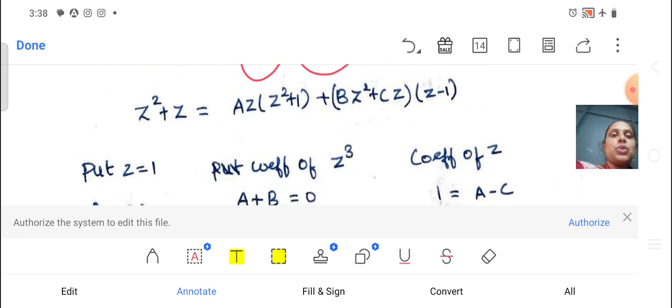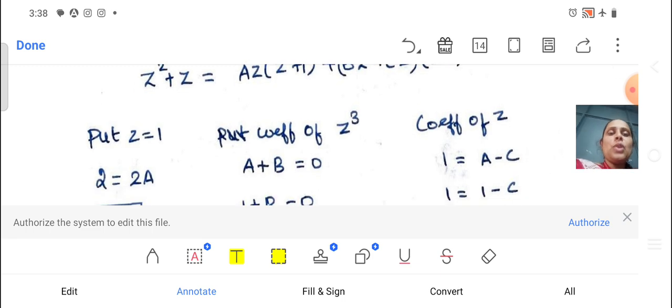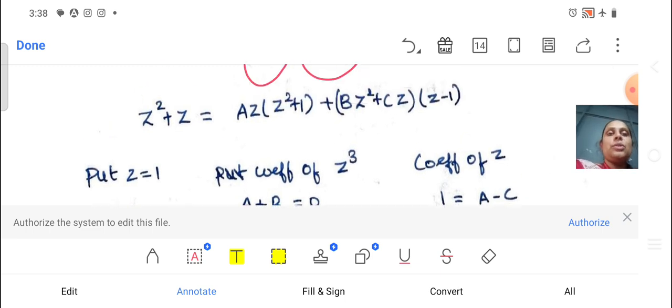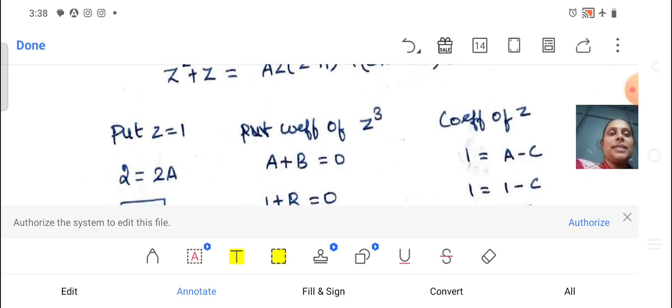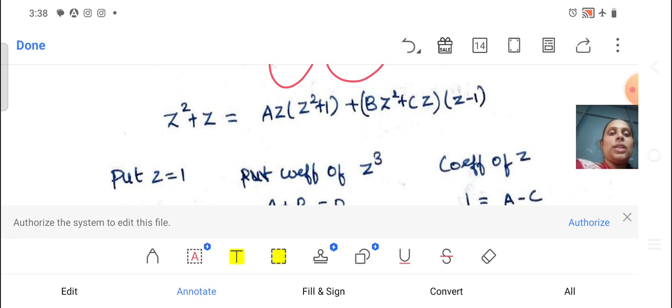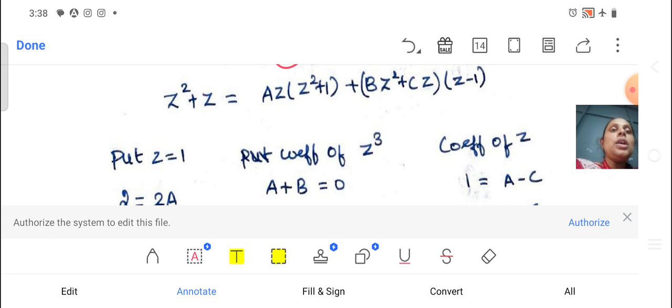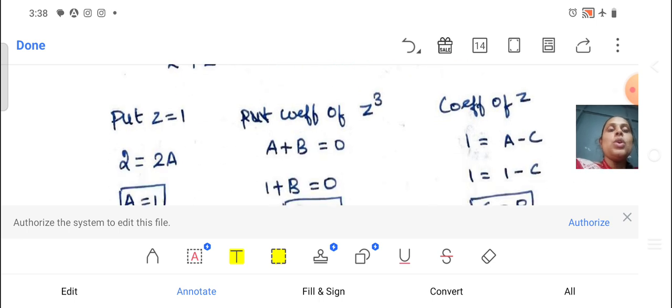Next, we substitute z equal to 1, and equate the coefficient of z³ and the coefficient of z. Substituting z equal to 1, the left hand side is 1 plus 1, which is 2, equal to (1 plus 1) into A, which is 2A, and the remaining term is 0. So the 2 cancels, and the value of A is 1.